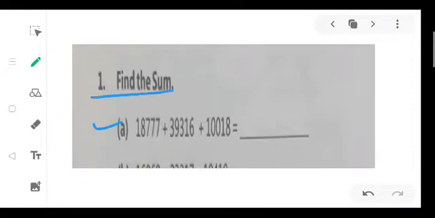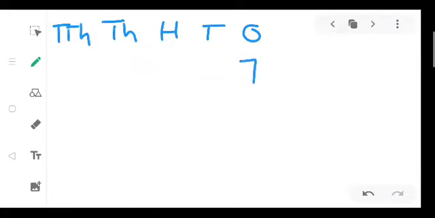A part: 18,777 plus 39,316 plus 10,018, you have to add. How can you do it? Firstly, mark the places 1, 10, 100, 1000, 10,000 and then write the digits.